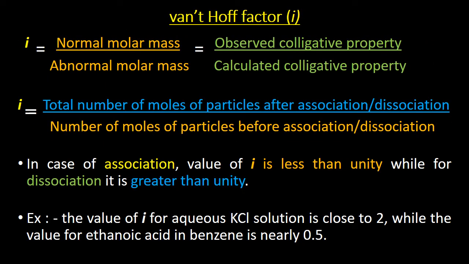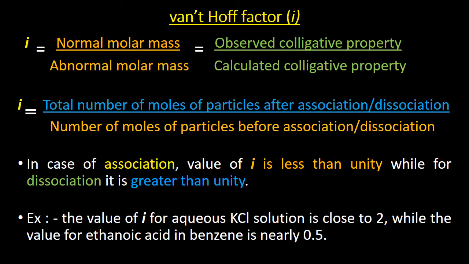Okay, let us know about van't Hoff factor, that is i. i is equal to normal molar mass divided by abnormal molar mass, which is also equal to observed colligative property divided by calculated colligative property. i is also a ratio of the total number of moles of particles after association or dissociation divided by number of moles of particles before association or dissociation.